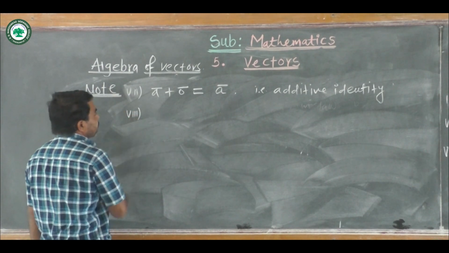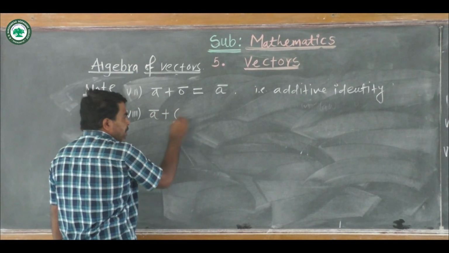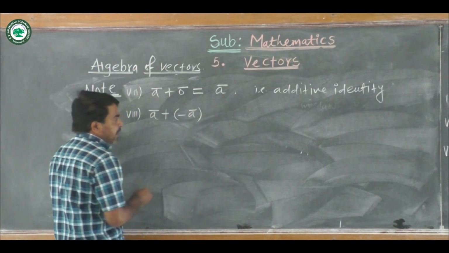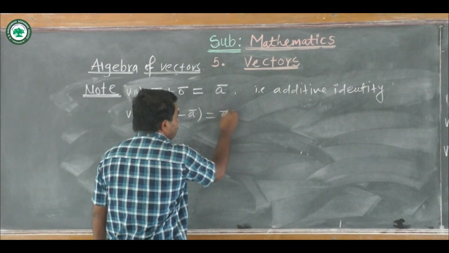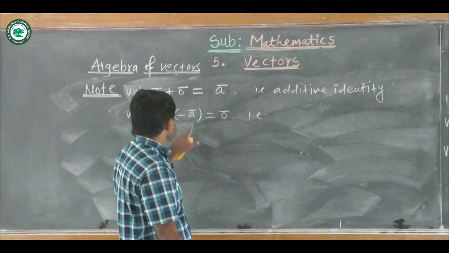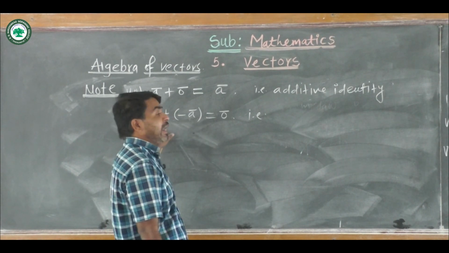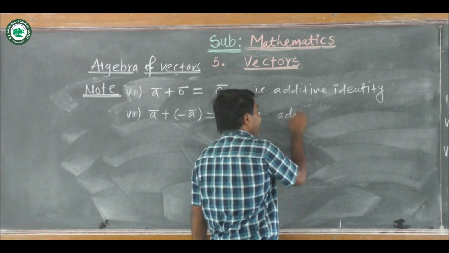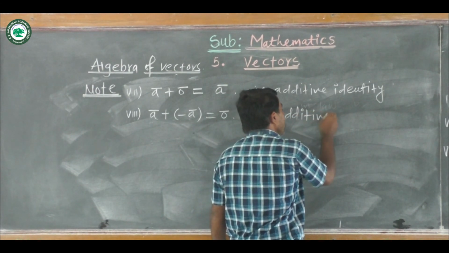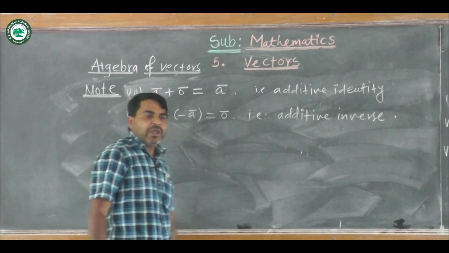Eighth one. Vector A plus minus A is equal to 0 vector. Here we call this minus A bar the additive inverse of vector A.